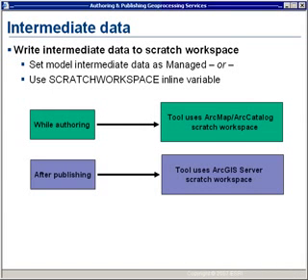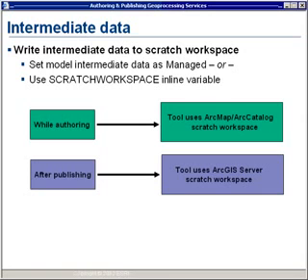The third item we need to examine when authoring our geoprocessing service is intermediate data. This is data that gets generated as output of one processing step and is then used as input to another processing step and is temporary. It's simply intermediate data that will be deleted at the completion of the model. Now, you want to make sure you write intermediate data to a Scratch workspace. This can be done in one of two ways.